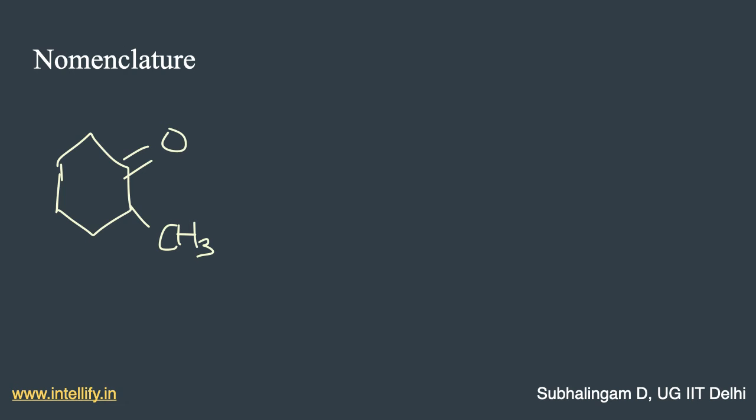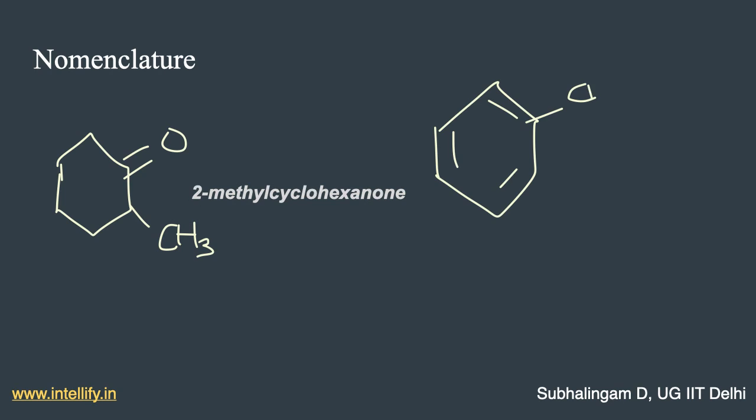It's a ketone. We have a methyl group at the alpha position. So how do we name this? We're going to name this 2-methyl cyclohexanone. Pretty simple, right? Next compound, a simpler one.